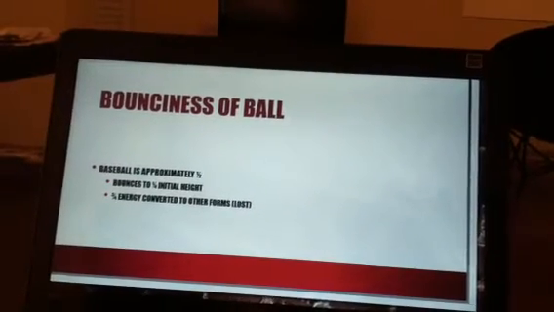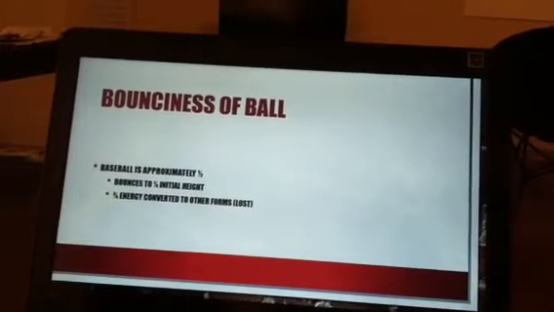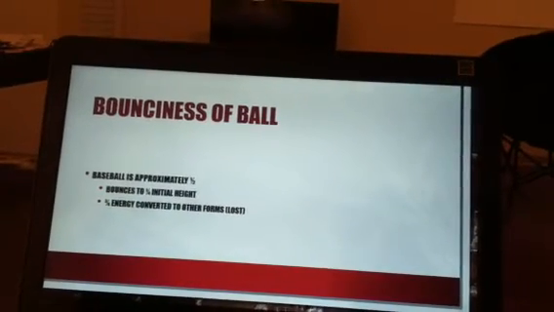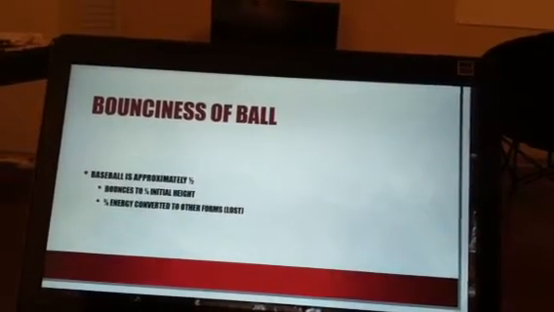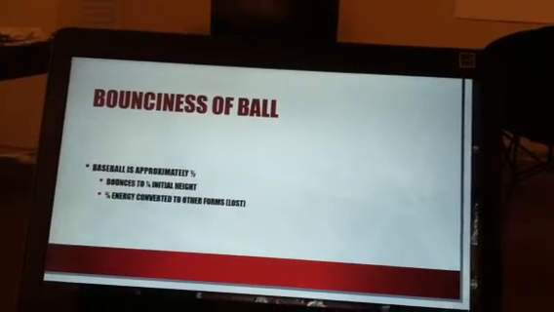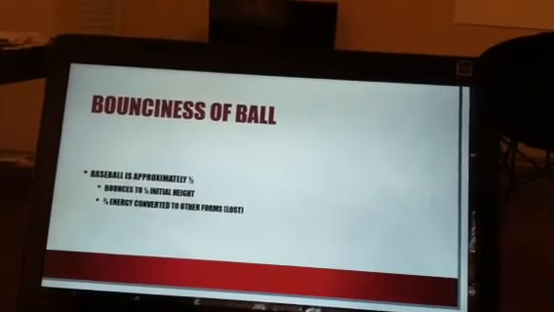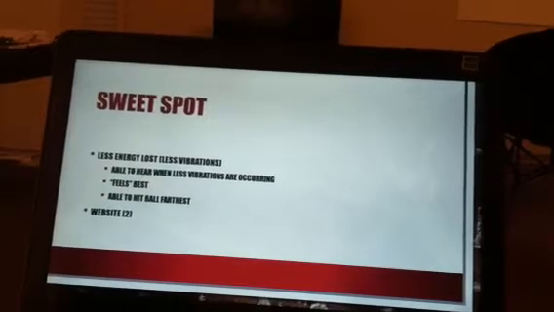The baseball only has an approximate bounciness of 1/2, which means that it can only bounce to 1/4 of its initial height. So this means that 3/4 of the energy is lost or otherwise converted to another form of energy.